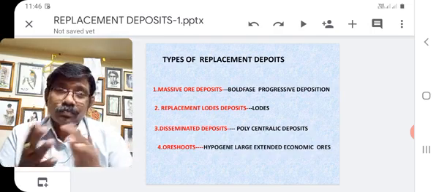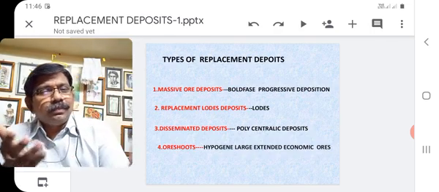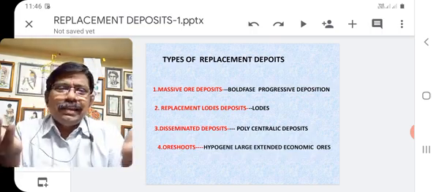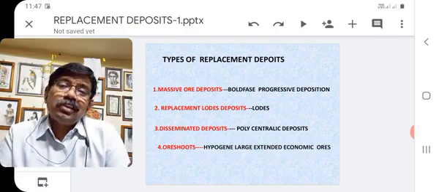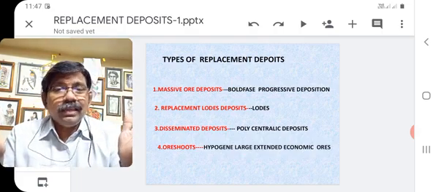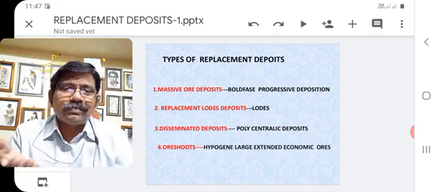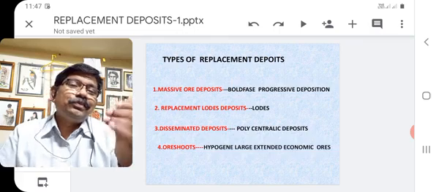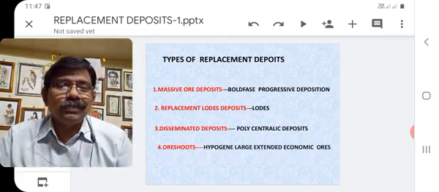If you take cavity filling in one hand and replacement deposits in another hand, replacement deposits are very large deposits and biggest deposits. Comparatively, cavity deposits are of so many types, but they are small deposits. Replacement deposits are very few types, but they are the biggest deposits. That is the change between them.